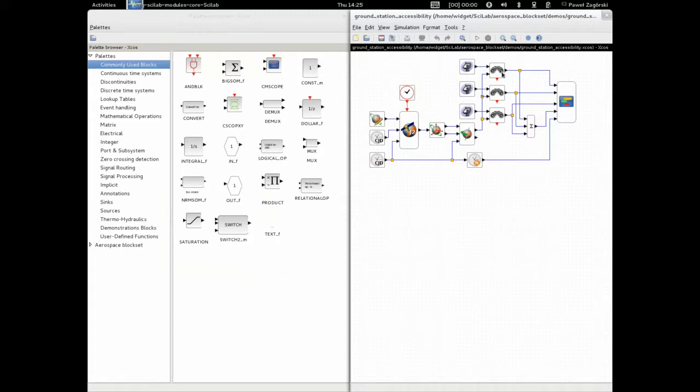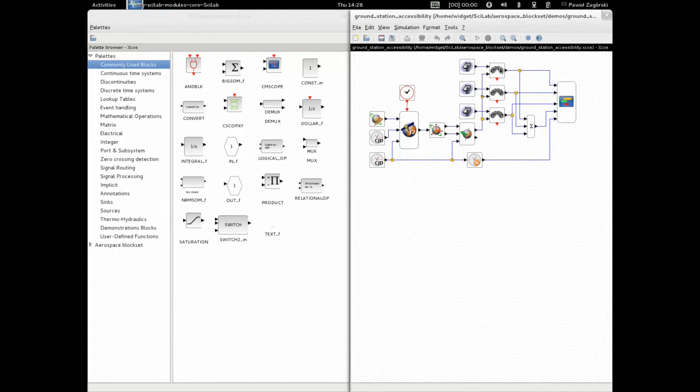Those three blocks calculate if the satellite is visible from a particular ground station. Each of them accepts a ground station description and a position of a satellite. Of course, in this simulation we have 3 ground stations and 1 satellite, but we could as well have multiple satellites simulated by multiple propagation blocks.